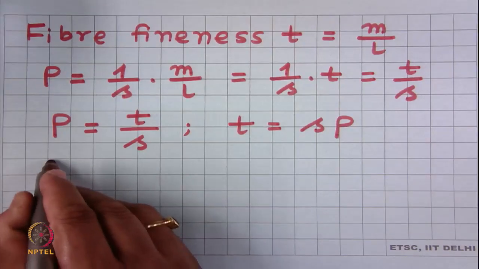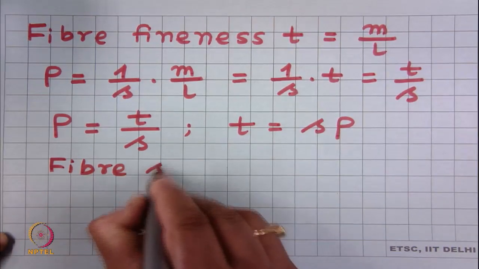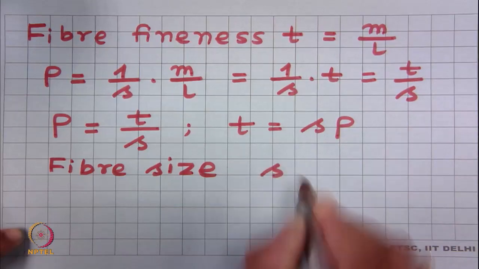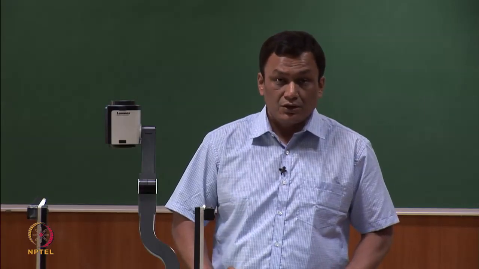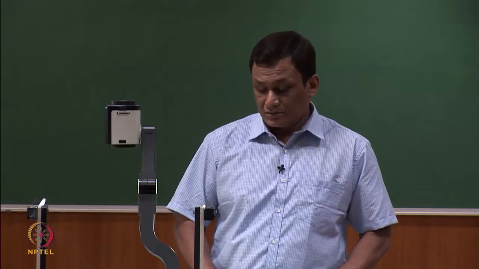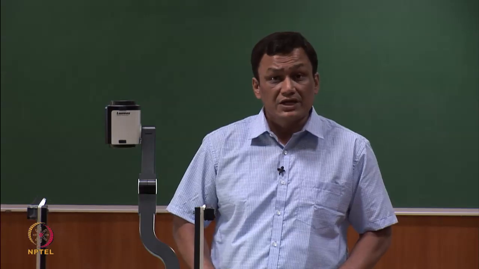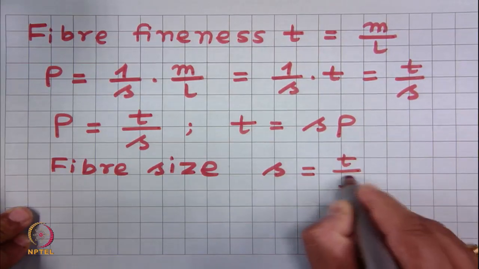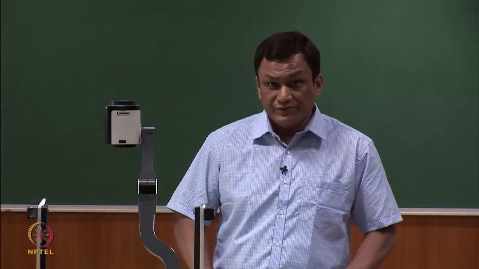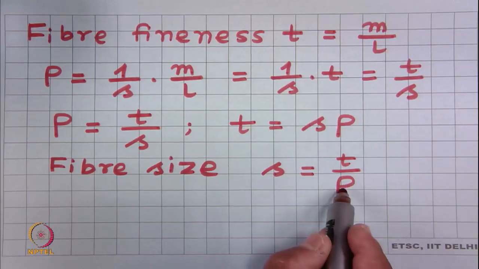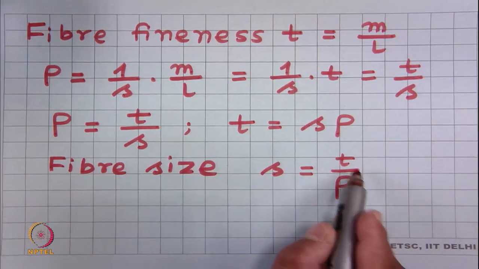That means, if we talk about fiber size or size of any geometrical object, we often use cross sectional area to denote the size of a material, whether a material is thick or a material is thin. So, we use cross sectional area to characterize the size of a fiber. Now, this cross sectional area is equal to fiber fineness by rho. It may so happen that a fiber being heavier may have higher numerical value of T.